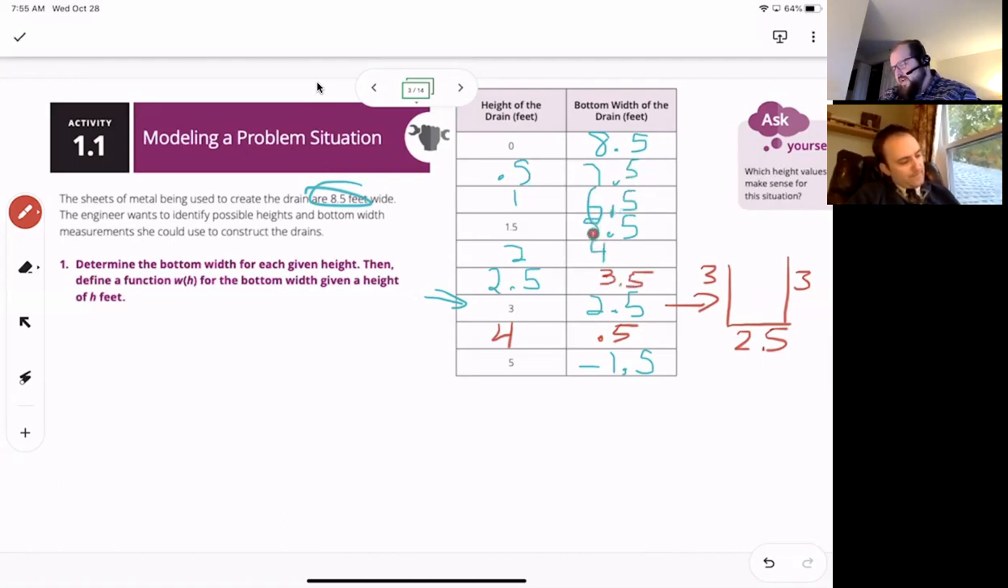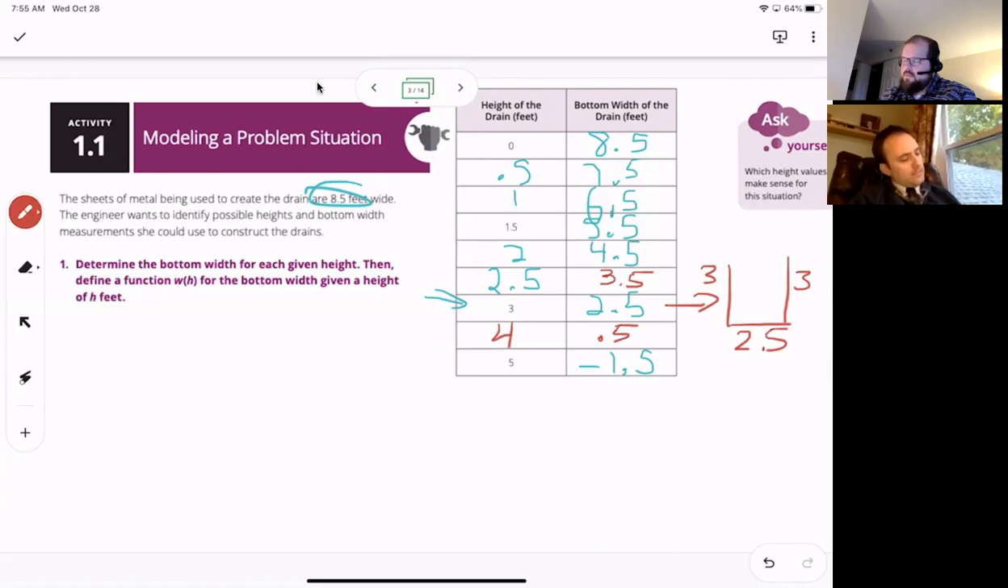So every 0.5 of the drain that we're going up, we're making the width smaller by 1, which also makes sense because you're doing 2 heights and only 1 width. So it's like you're doubling the 0.5 to get the change of 1.